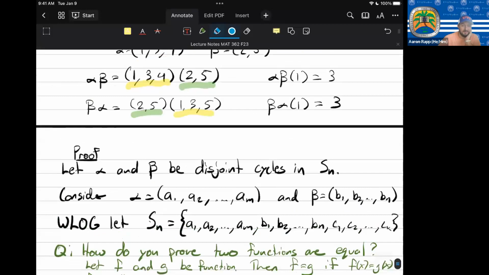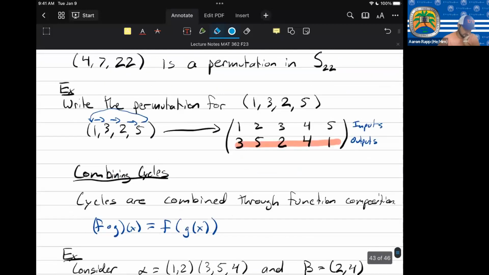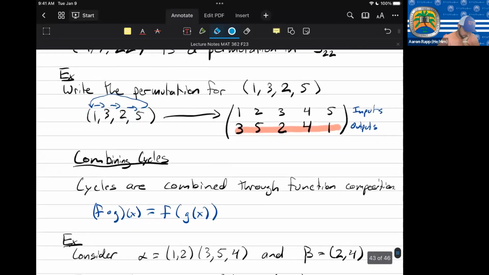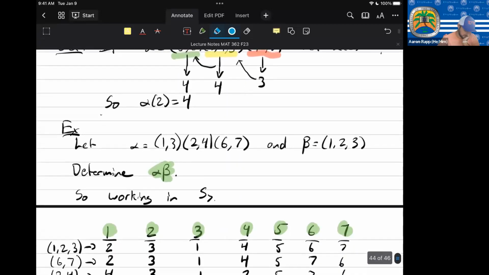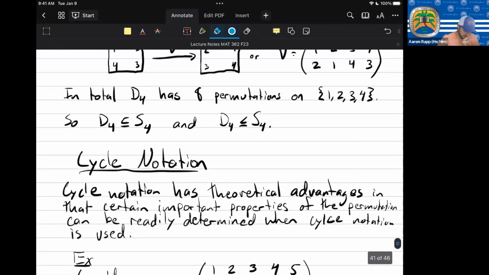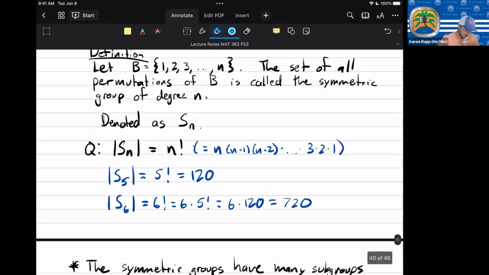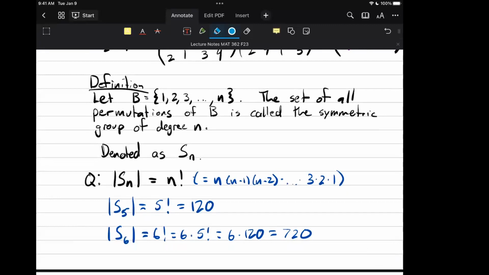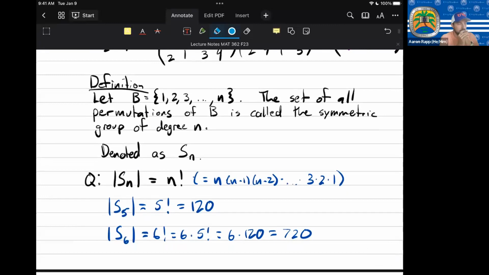But let's go back to how we define Sn. Binding cycles. Oops, did I go too far? Yeah, I went too far. What is Sn? A symmetric group of degree n. That's what we call it. So that's another way to say it versus just saying Sn.